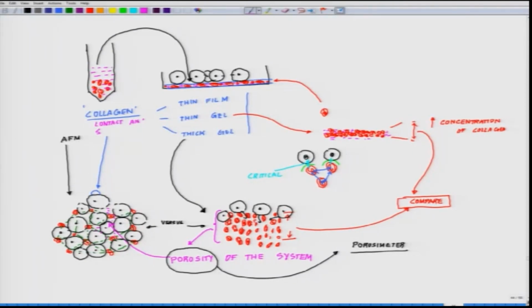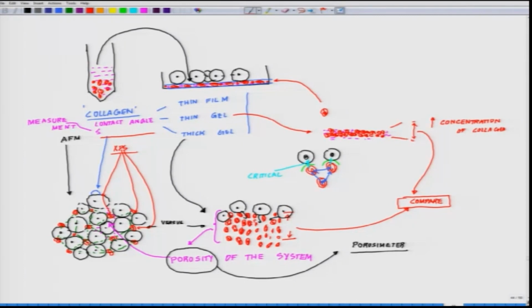contact angle measurements, followed by, once you do the contact angle measurements, you should do an XPS. That will give you the surface characteristics of the native gel.